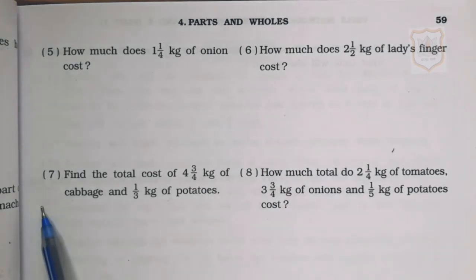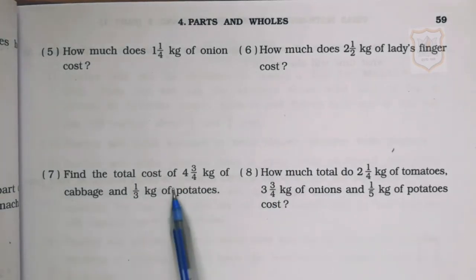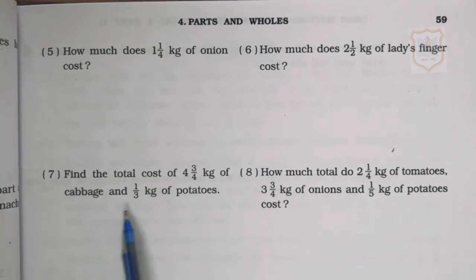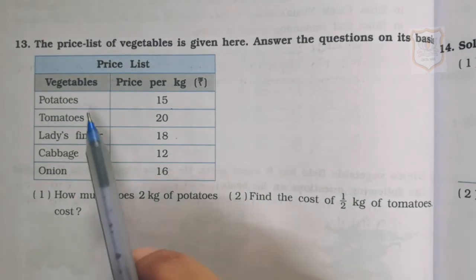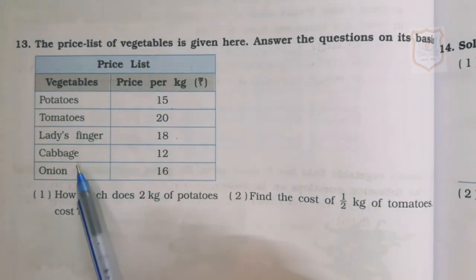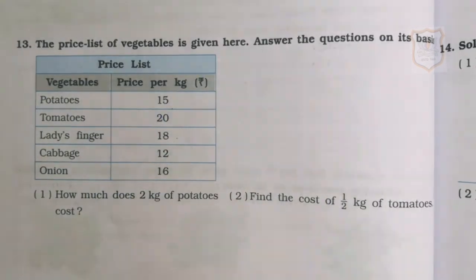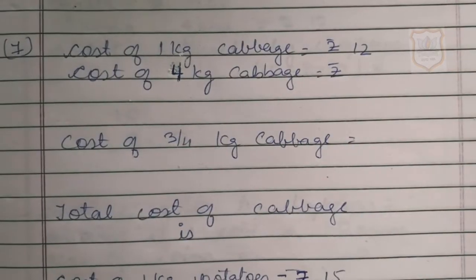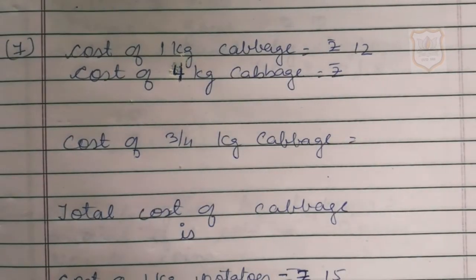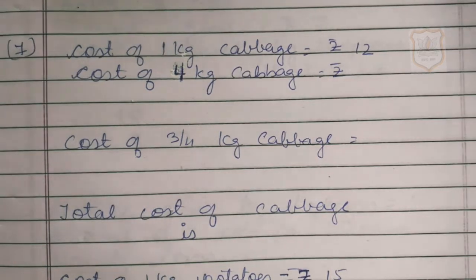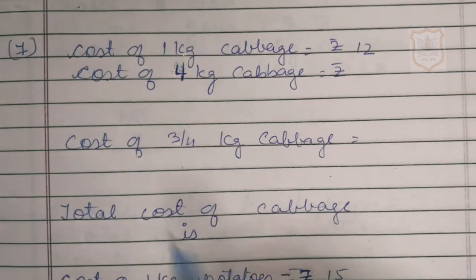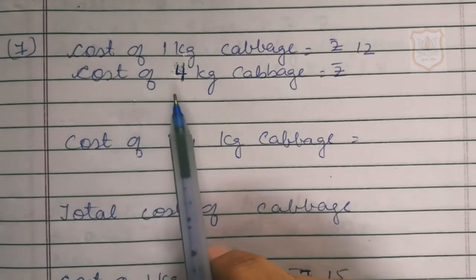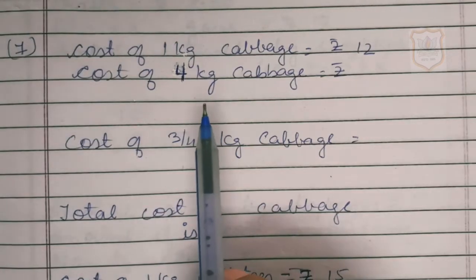Now the seventh part of question number 13: find the total cost of 3/4 kg of cabbage and 1/3 kg of potatoes. Here the cost of potatoes is 15 rupees per kg and the cost of cabbage is 12 rupees per kg. Now the solution for the seventh part of question number 13. Here we have to find out the cost of 3/4 kg of cabbage and 1/3 kg of potatoes. First we will find out the cost of 3/4 kg of cabbage.